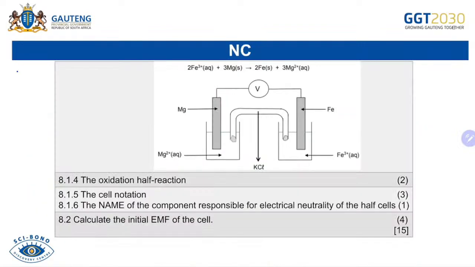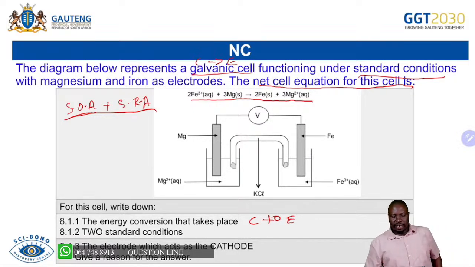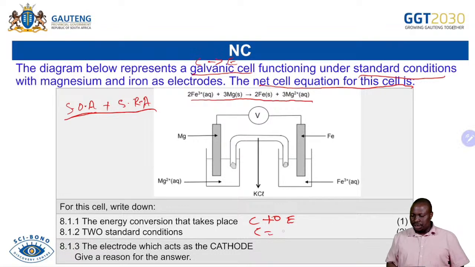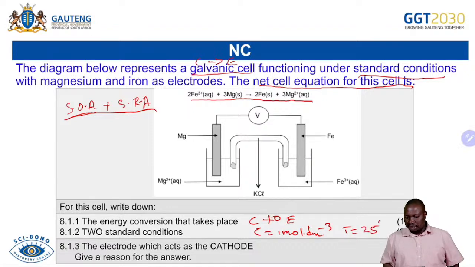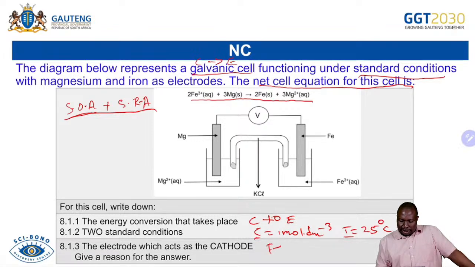And if we go back to the question, you will see that whatever we were doing is going to assist you. So the energy conversion we have said for the galvanic cell is from chemical energy to electrical energy. And the two standard conditions will be the initial concentration of 1 mole per cubic decimeter and the temperature of 298 kelvins or 25 degrees Celsius. You will write temperature and concentration in full. The electrode which acts as the cathode, we have already indicated that is iron, because the Fe3+ will gain electrons to form iron.